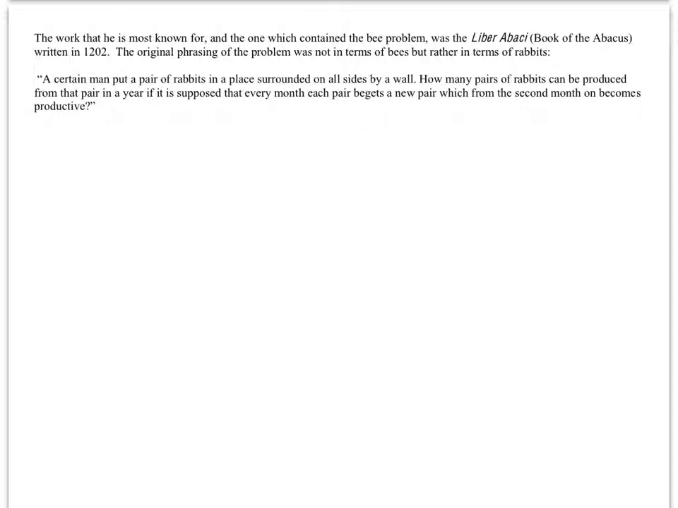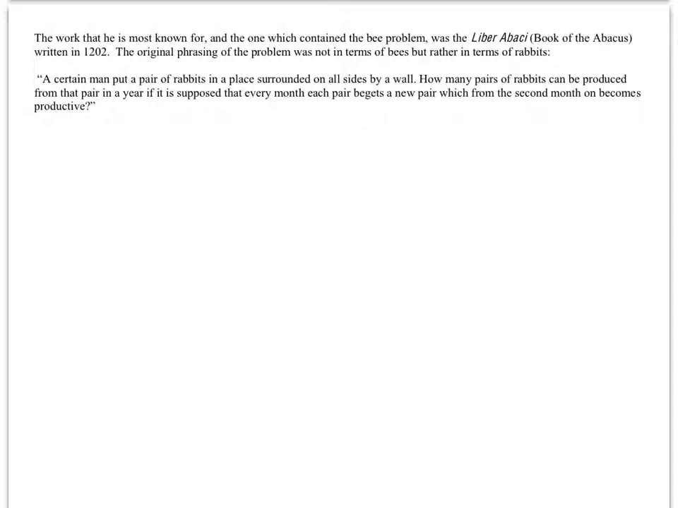And the original phrasing of the problem that he studied was in terms of rabbits. And it said, a certain man put a pair of rabbits in a place surrounded on all sides by a wall. How many pairs of rabbits can be produced from that pair in a year if it's supposed that every month each pair makes a new pair, which from the second month on becomes productive? So let's see if we can make a little chart of what's happening in this problem.